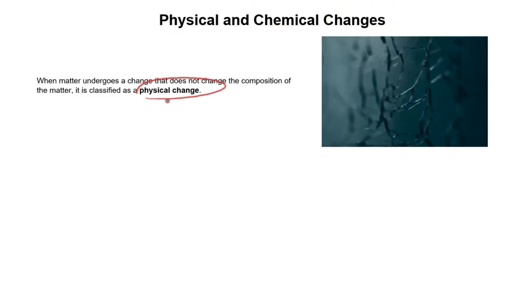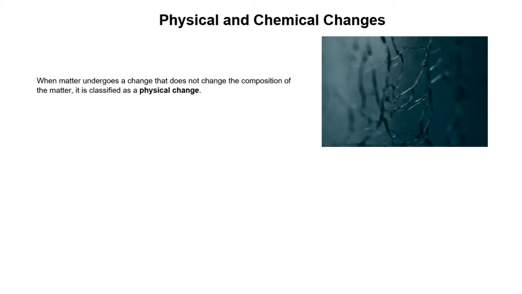Now let's talk about physical and chemical changes. A physical change is when matter undergoes a change that does not alter the composition of the matter. So for example, you can see a picture here of a glass that has been broken. That is a physical change. It has not altered the composition of the glass. It has merely changed the shape and or size of the glass pieces.